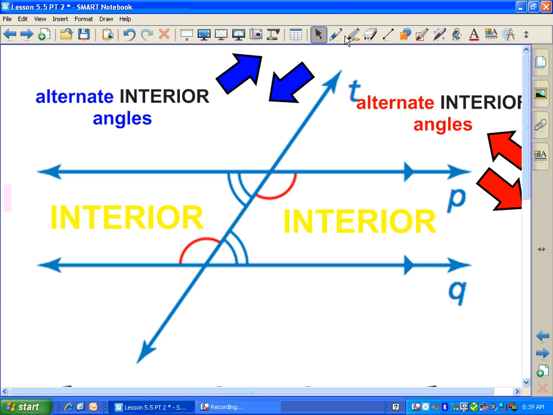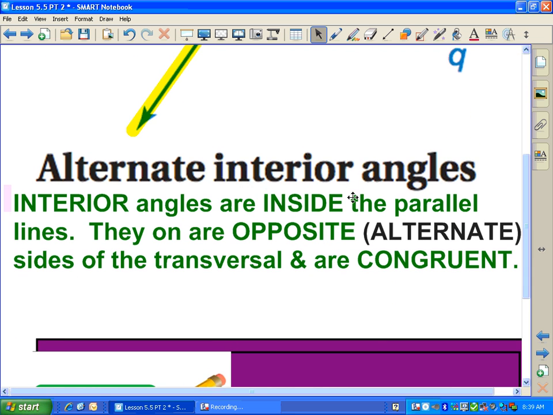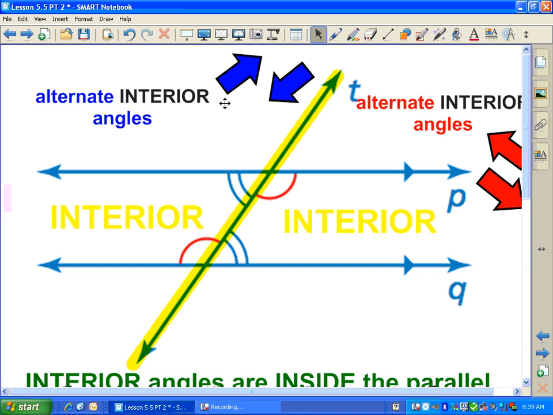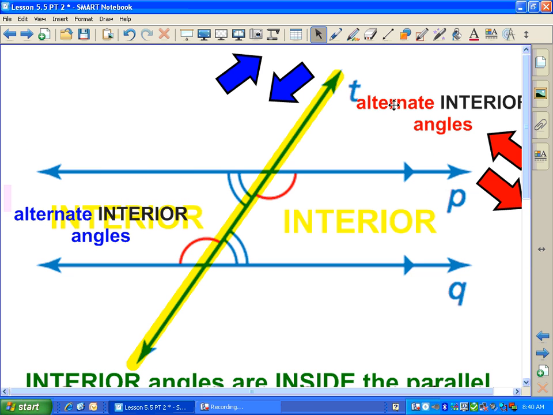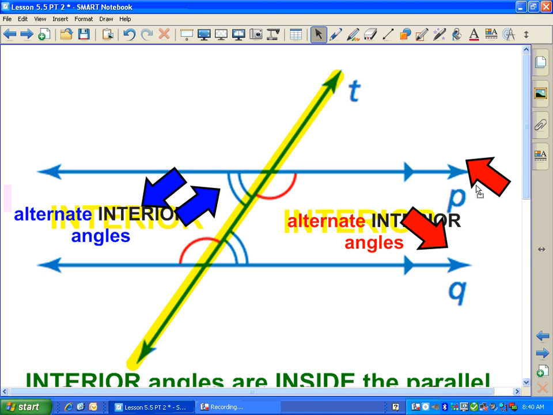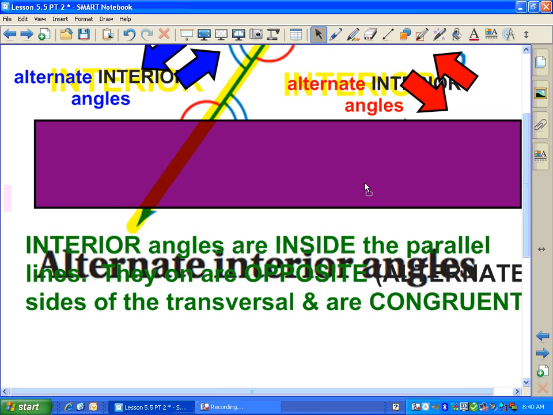All right, so here we go. There's your yellow, but I'm not putting green in it. There's my transversal. It's cutting through a set of parallel lines, line P and line Q. Alternate interior angles are formed inside the parallel lines. So for my visual people, let's do this. Let's pull this down here. Let's pull this down, this down, this down, this down. It's a little crowded, but we'll work with it.